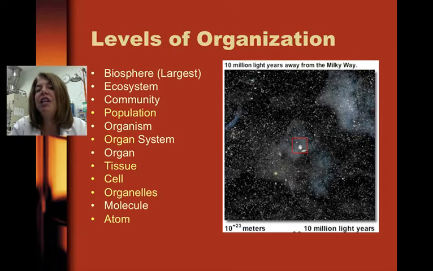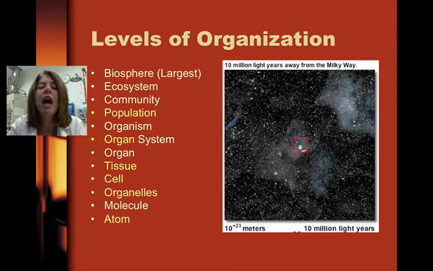A population is made up of a group of similar types of organisms. Organisms are made up of organ systems working together to help the organism live. The organ systems are made up of different organs working in conjunction with each other. Those organs are made up of similar tissues. The tissues are made up of similar cells that have the same function.